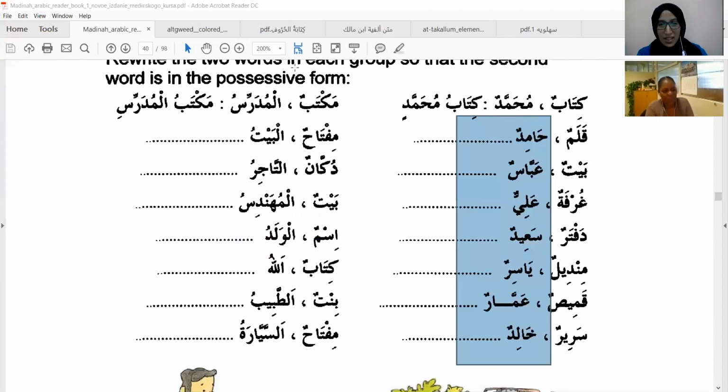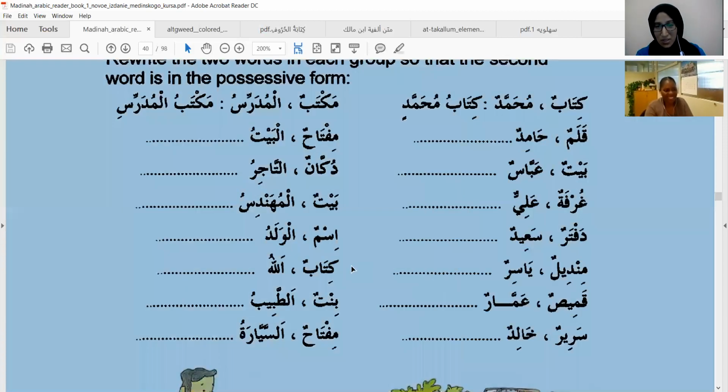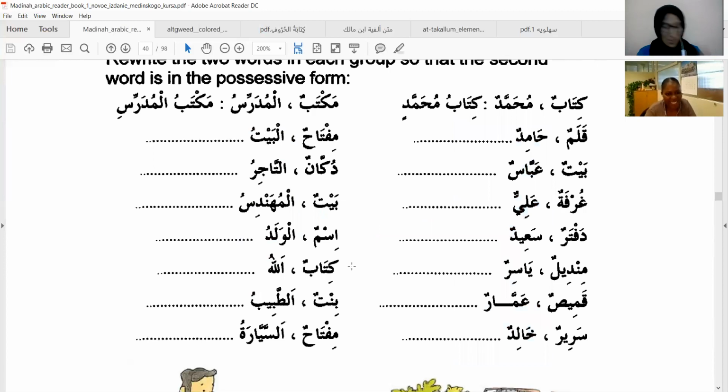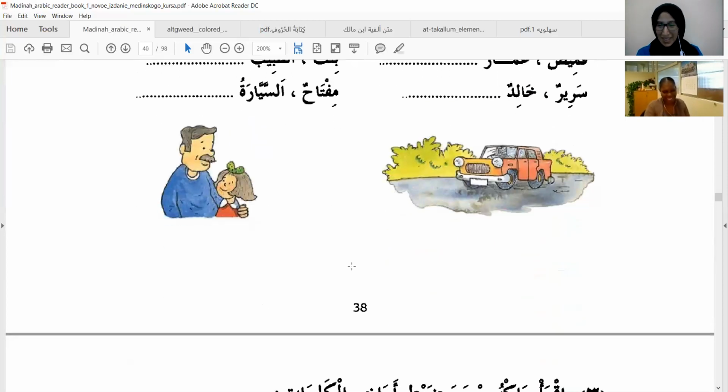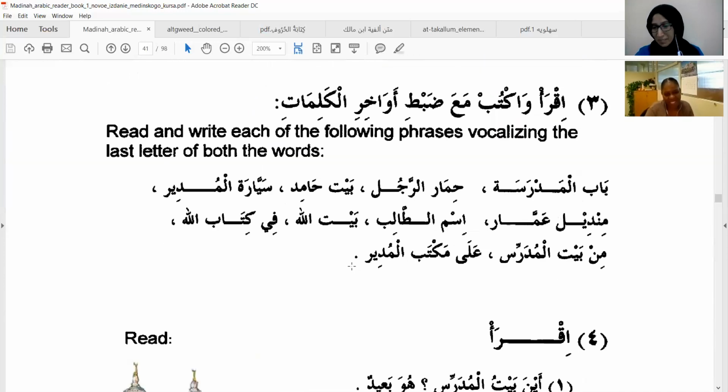Okay. It's a good coincidence that we have possession in all the books. If you want to move to reading, we can take a little break first. Is this a long exercise? Then we can stop, take a little break, and then I start the reading. Okay, no problem.